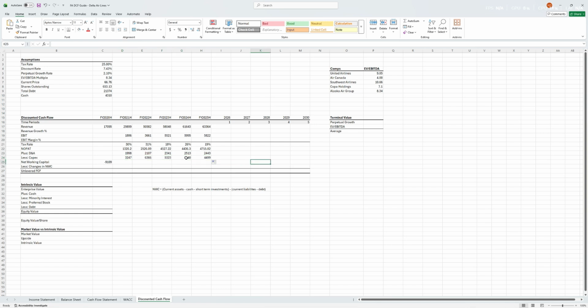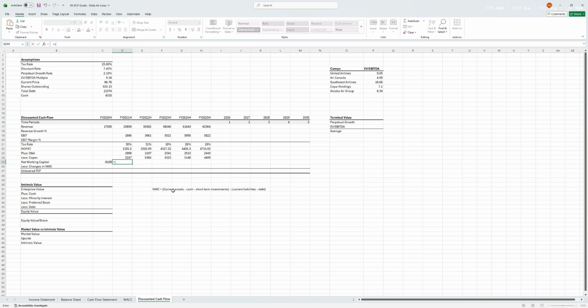And now for net working capital. In this example, the way I'm going to calculate net working capital is just current assets minus cash minus short-term investments minus current liabilities minus debt. So let's go ahead and grab that calculation right here. If I go to net working capital and equals, I'll start it out with a parentheses.